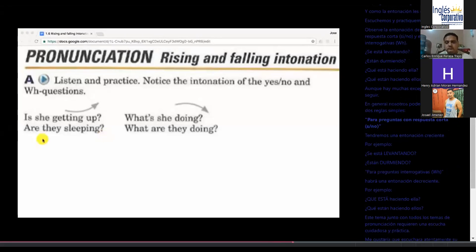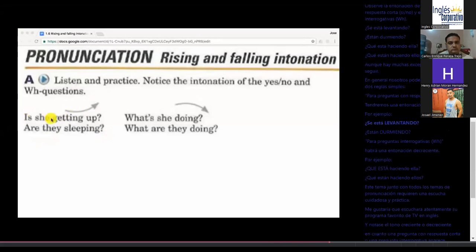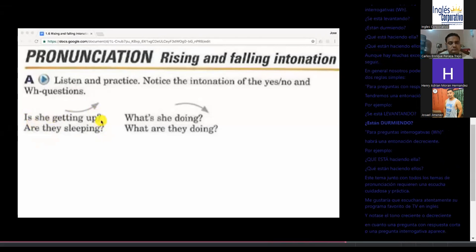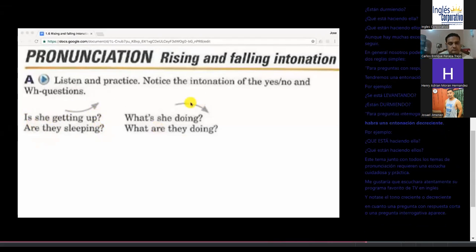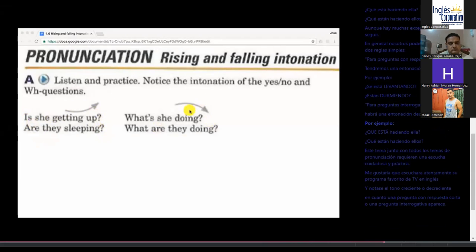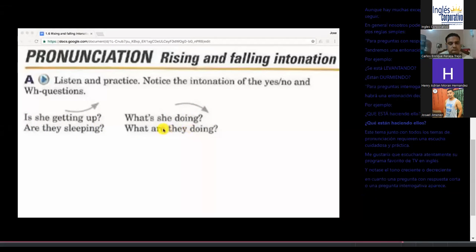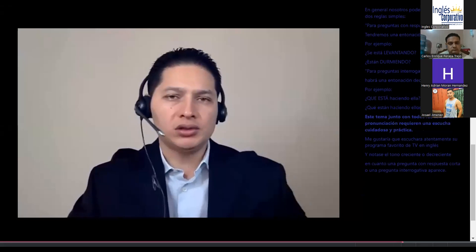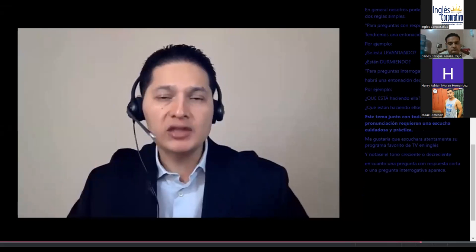For yes and no questions, there will be a rising intonation. For example, is she getting up? Are they sleeping? For WH questions, there will be a falling intonation. For example, what's she doing? What are they doing? This topic, along with all the other pronunciation topics, require careful listening and to practice.